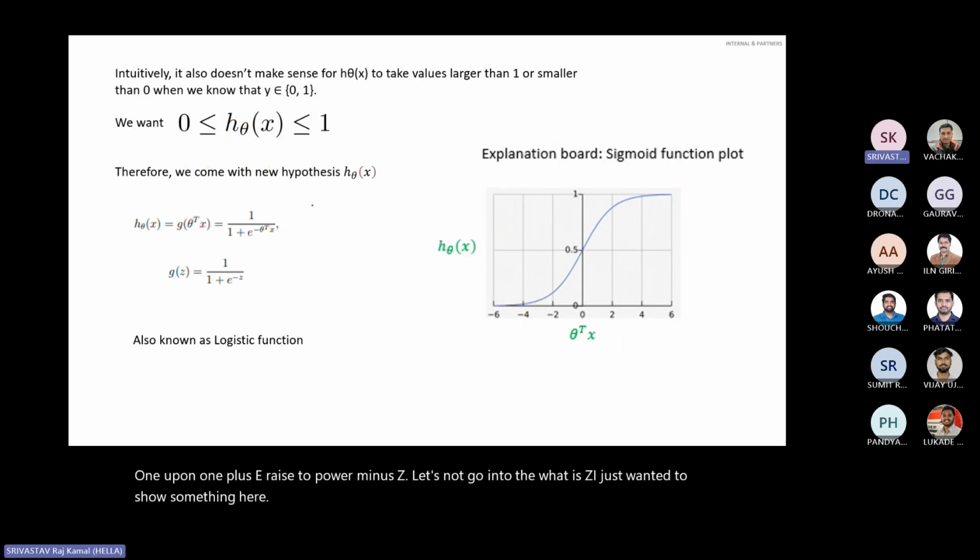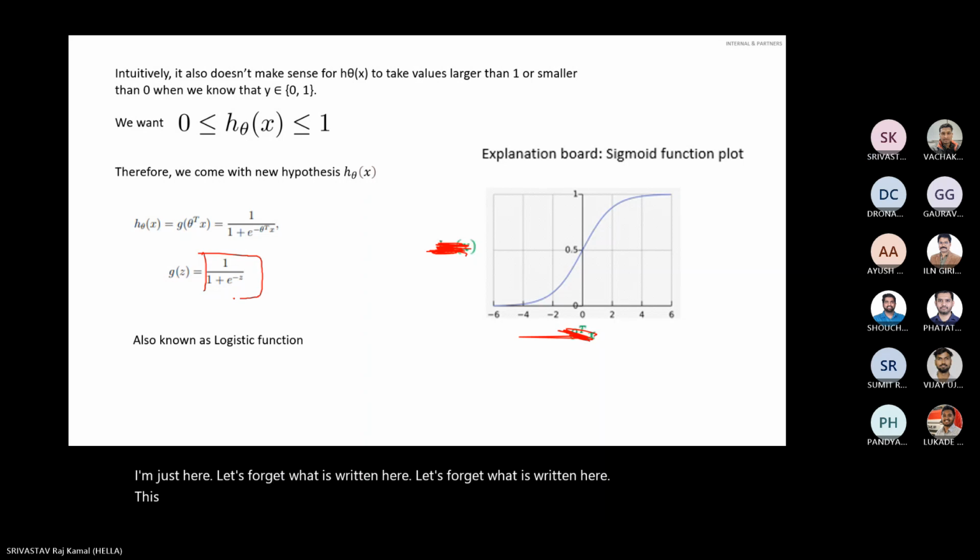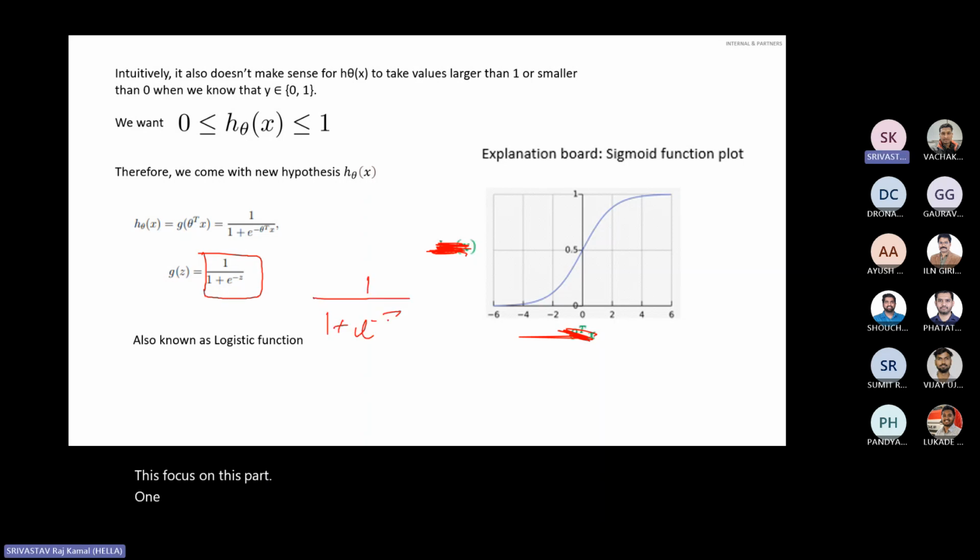I'm just here. Let's forget what is written here. Focus on this part: 1 upon 1 plus e raised to power minus z.